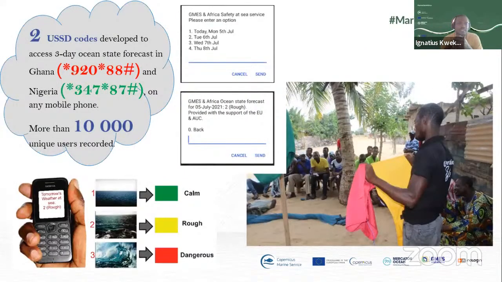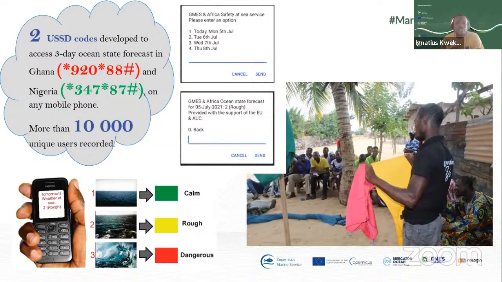In developing this particular service, all these products have been combined into simple indices, which can be interpreted by the local fishermen as 1, 2, or 3, where 1 represents calm, 2 rough, and 3 dangerous. And this has also been integrated with traditional knowledge, where people basically would use flags to indicate the state of the ocean, where red would indicate dangerous and green for calm.